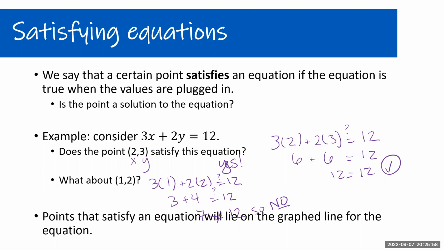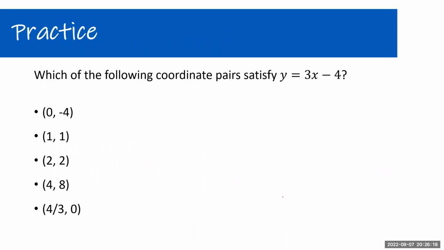Now, points that satisfy an equation are going to lie on that graph line for the equation, okay? So you can graph a line by basically finding, really only need 2 points to draw a straight line, right? But all of those points, all those infinitely many points along that line are solutions to our equation. Okay, so now let's look at some practice here.